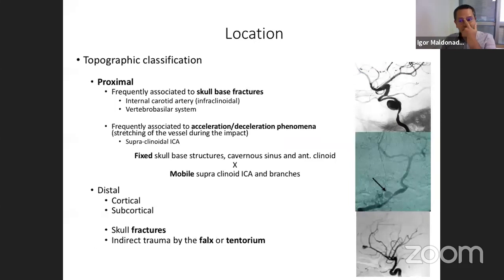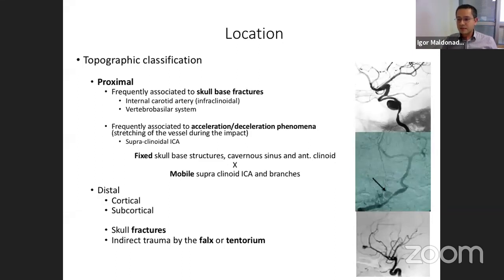So regarding the location, it's also very interesting. We distinguish two groups: proximal aneurysms and distal traumatic aneurysms. Proximal ones are related to fractures of the skull base. So the vessels mostly affected, evidently, are the proximal carotid, infraclinoid carotid, and the vertebrobasilar system and proximal regions. And another possibility is this acceleration mechanism, so with stretching of the vessel during the impact.